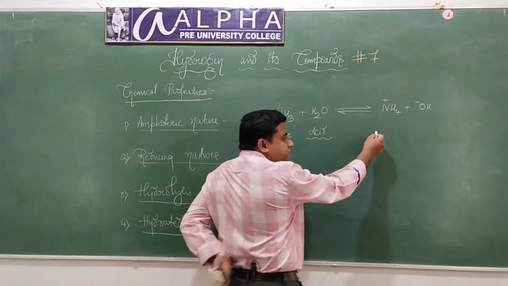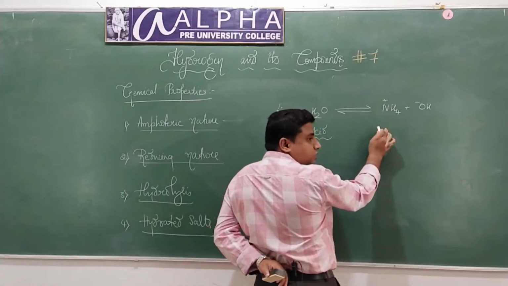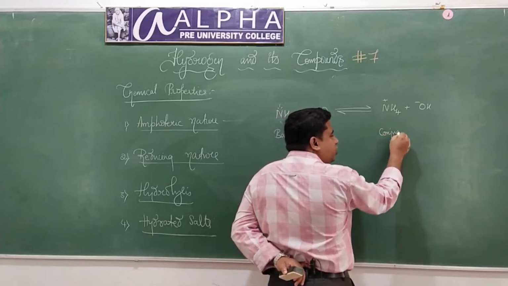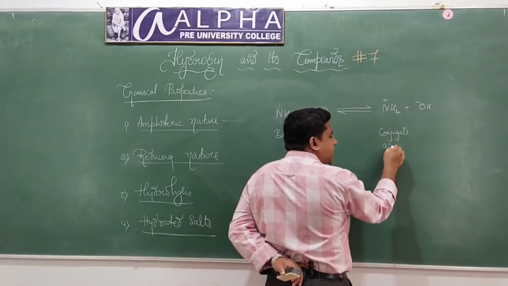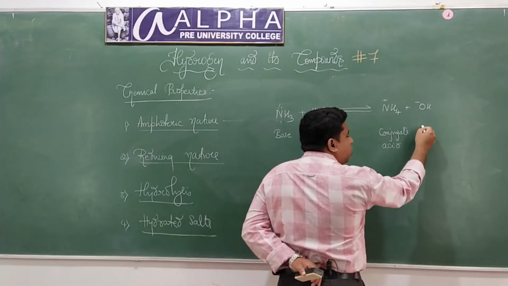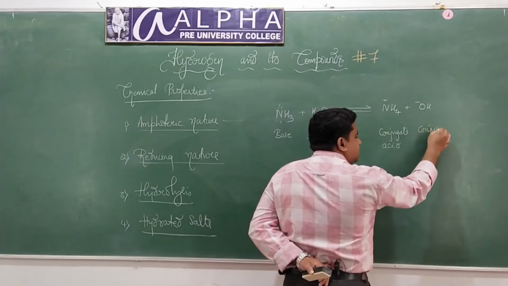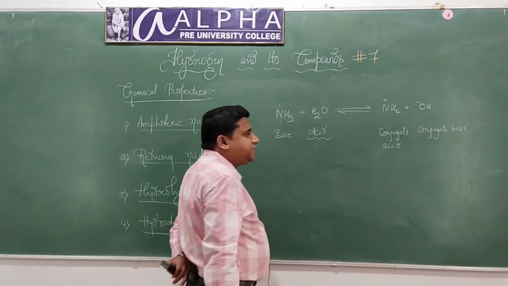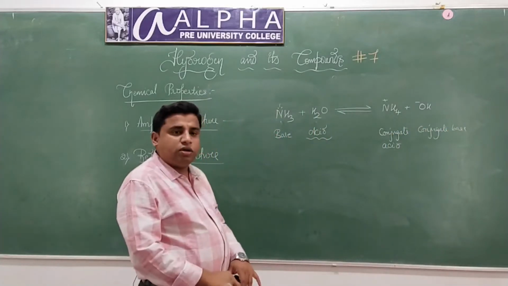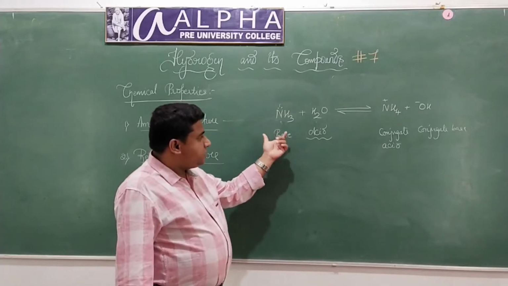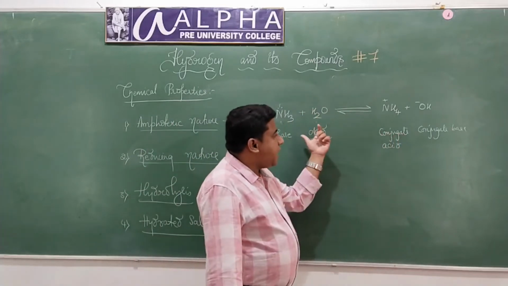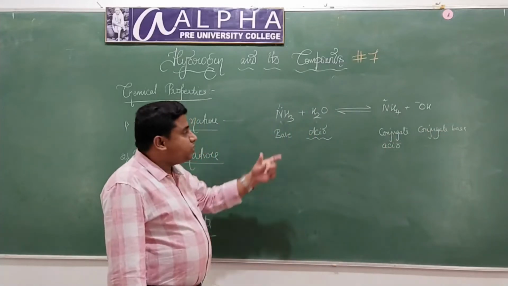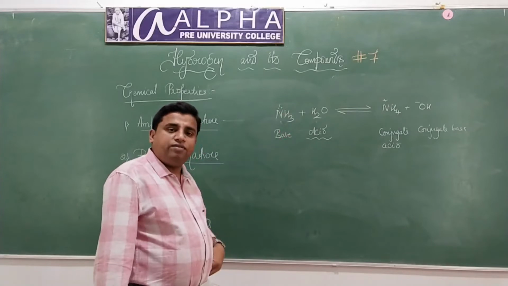So what is this then? This is going to be what? Conjugate acid. And this is going to be what? Conjugate base, isn't it? This will be conjugate acid and conjugate base. Any doubt? The base gives conjugate acid, the acid gives conjugate base. Any doubts with this? So in this example, water is behaving as an acid.